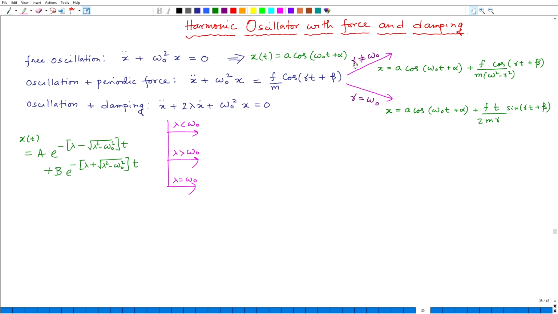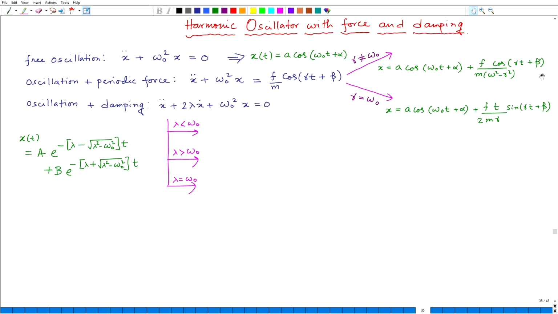The first case is gamma not equal to omega 0, that means the periodic force frequency is not equal to the natural frequency of the system. There we had the solution x equals A cos of omega 0 t plus alpha, plus f by m times omega square minus gamma square, times cos of gamma t plus beta. We saw that this particular integral is in phase with the periodic force acting on the oscillator. But this type of equation does not hold good when omega is equal to gamma. So, I just correct here a little bit.